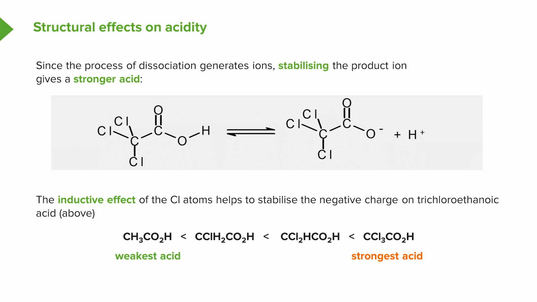And if we were to, again, use dichloro or monochloro ethanoic acid, as you can see at the bottom, we move from the strongest acid, which has the greatest amount of electronegative substituent, all the way down to the weakest acid, which lacks any electronegative substituent.